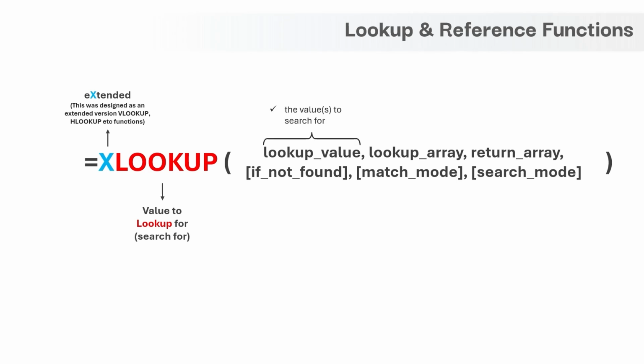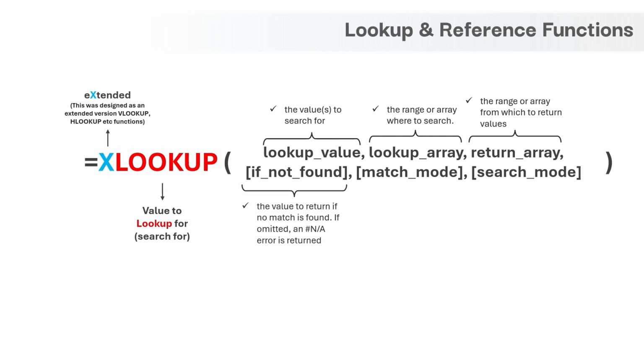Obviously, the first argument is lookup value, a value or list of values to search for. Second argument is the lookup array, and it is the range of data which has lookup values. Next is the return array, and it is the range of data from which the value needs to be returned. Next optional argument is if not found, and as the name itself says, it's the value to be returned if no match is found. If the input is not given to this argument, then we get the standard not available error as output.